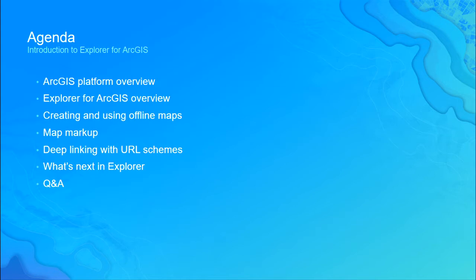We're going to be talking about map markup and giving a demo of that as well. We're going to be showing you how to do deep linking with URL schemes so you can open another app from within Explorer. And then we're going to be talking about what's next, and if we have time left over, we'll get to a Q&A. So we'll let you ask questions if you have any.